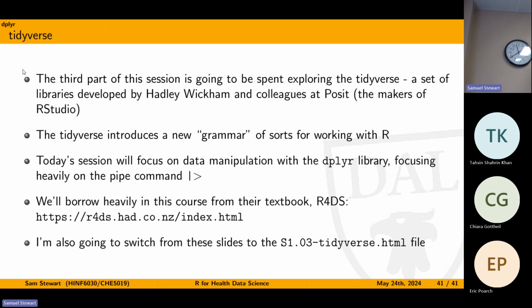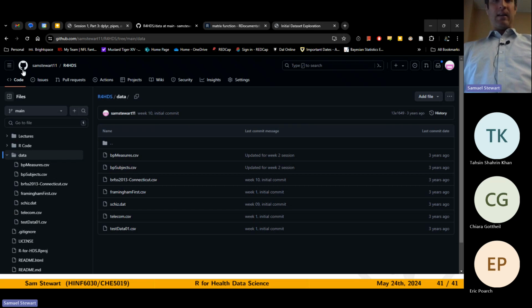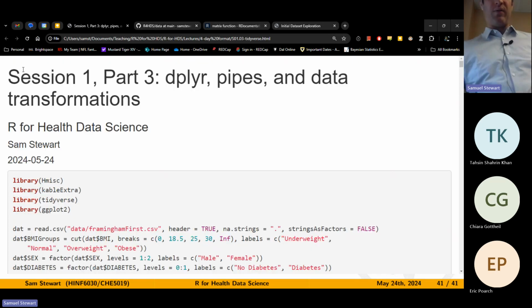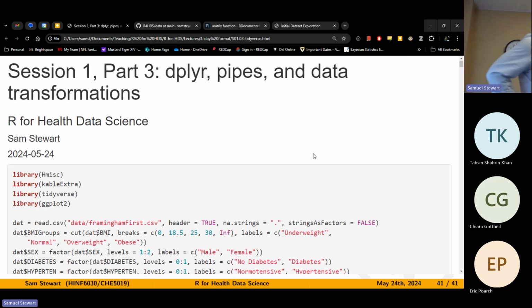This is the last slide I'm going to have. I'm going to switch to Markdown files because they have better incorporation. There's just a lot of code and the code doesn't copy well into these. So I'm going to switch to these. So: dplyr pipes and data transformations.